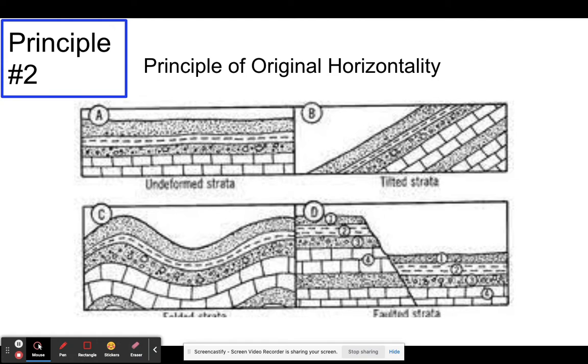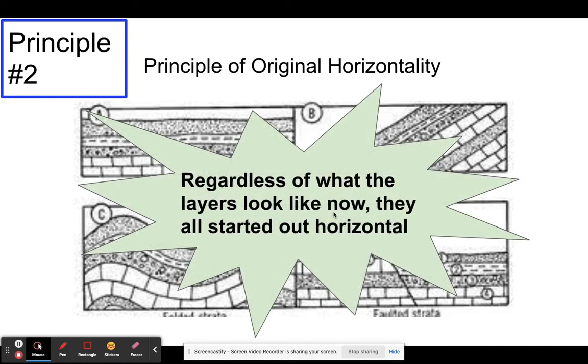Later on, different events can happen, like tectonic plates can collide and the rocks can get tilted. They can fold together, they can be hit by an earthquake. Later on, events can cause them to not be horizontal, but they always start out horizontally. Regardless of what they look like now, they started out horizontal.